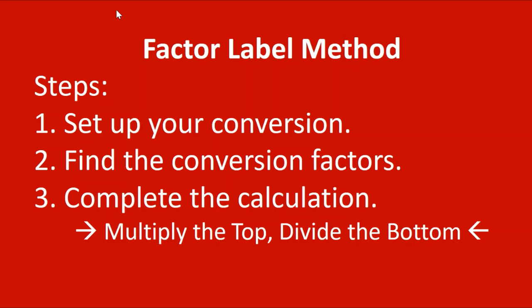Just a couple of steps on how to set this up. We want to set up our conversion. We might have to make a couple of adjustments depending on how many metric prefixes we have. Then we'll use those metric prefixes to find the conversion factors. And then finally, we'll complete the calculation once we have it set up. The way that we do that is we multiply everything on the top and we divide everything on the bottom. I know that doesn't make sense yet, but we'll go through an example and then it will make sense. So let me show you a couple of the practice problems that we're going to do.